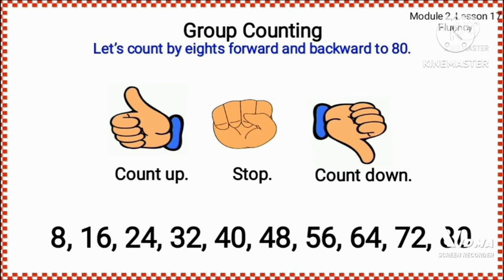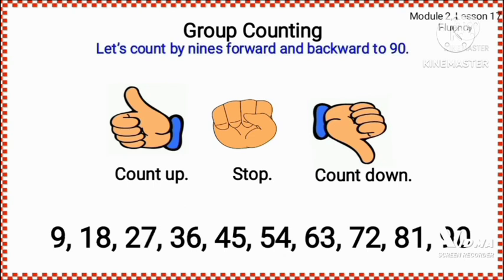Let's do one more, just one more. We'll count by nines. Start. 9, 18, 27, 36, 45, 54, 63, 72, 81, 90. All right, so we'll be practicing your multiplication table that way.